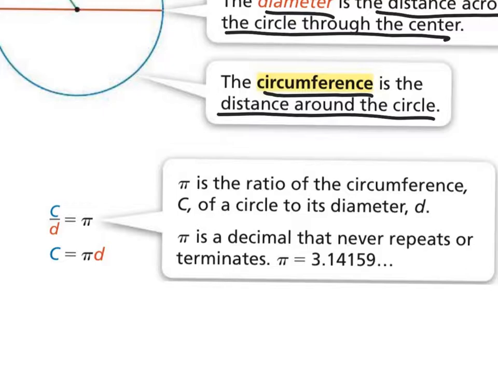So no matter how big or how small our circle is, for example, if we have the diameter, circumference is pi times diameter. So if we take the diameter of our circle times a little more than 3, that would give us the distance around the circle. No matter how big or how small the circle is, that is always going to work.